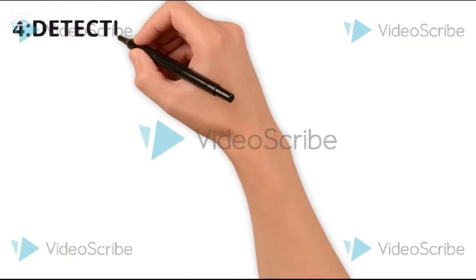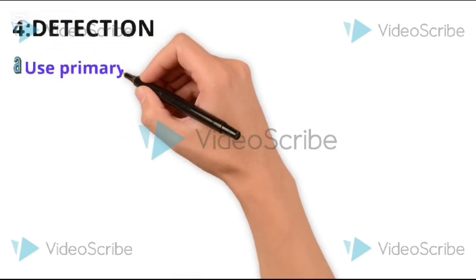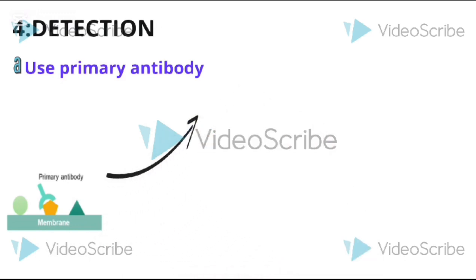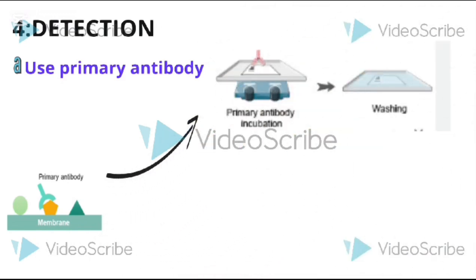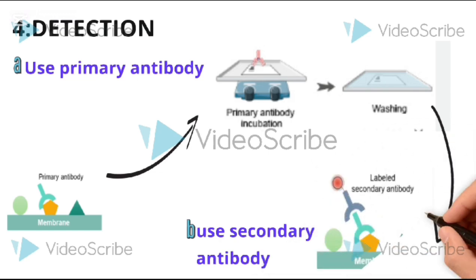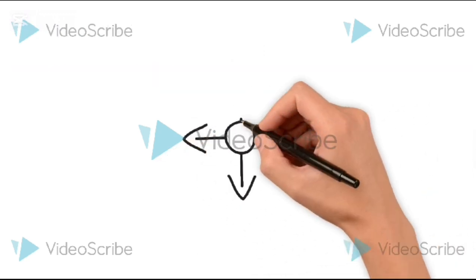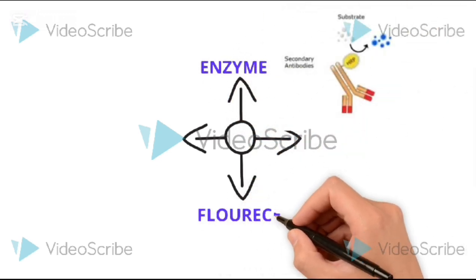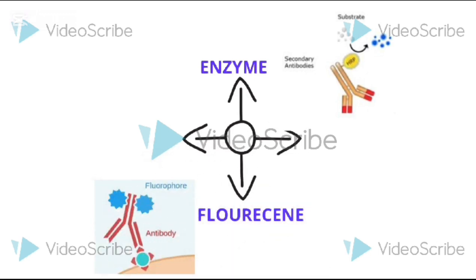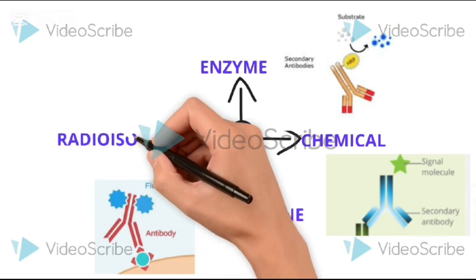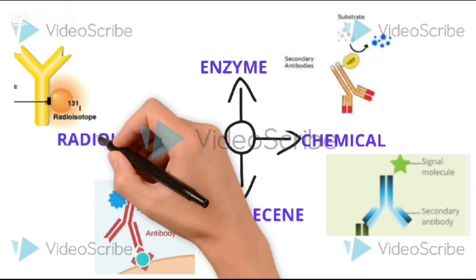The fourth step of Western blotting is detection, for which we first use the primary antibodies that are specific to the targeted analyte, added on the membrane and incubated, and the excess is then washed off. Then we use the secondary antibodies that are specific to the primary antibodies and are labeled. Then the excess secondary antibodies are washed off. The secondary antibody can be labeled in many ways: by using enzymes that convert a colorless substrate to a colored product, by using fluorescent molecules that fluoresce, or by using a radioisotope that emits light on exposure to X-rays.